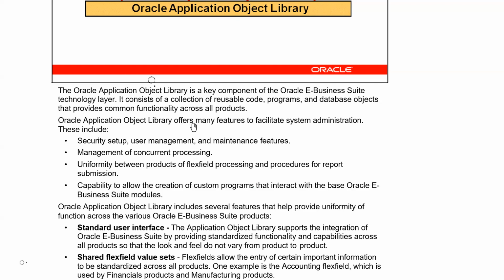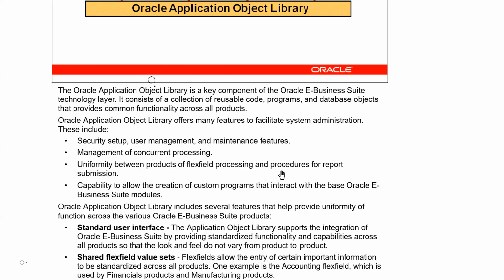Your Application Object Library offers many features to facilitate system administration. This includes security setup, user management and maintenance features, and management of concurrent processing. This concurrent processing is everywhere. If you connect as a general ledger user, you will find the concurrent processing server. Also uniformity between products of flex field processing. Flex field comes under the development team. And a uniform procedure for report submission.